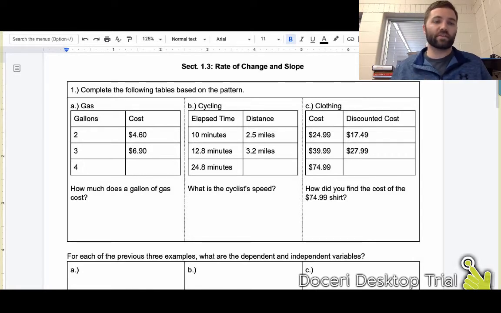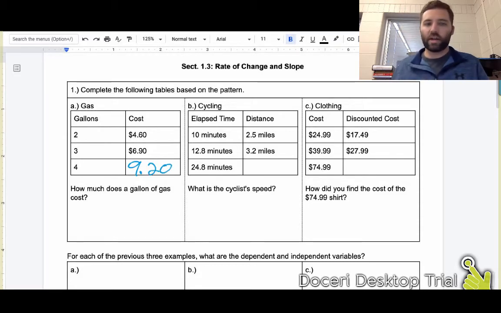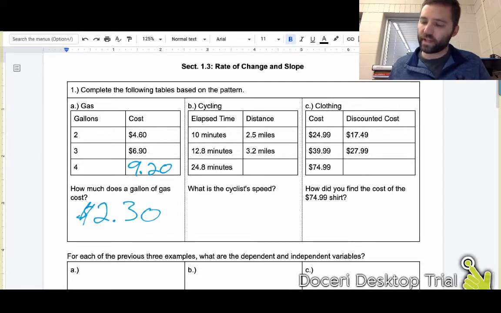Let's talk about this gas example here. So you see that for 2 gallons of gas, it costs $4.60, for 3, it costs $6.90, and for 4, it costs what? Well, you notice that it's going up by $2.30 each time, and that tells you that a gallon of gas costs $2.30, so this one has to be $9.20, okay? And then how much does a gallon of gas cost? It costs $2.30. That's the rate of change here.